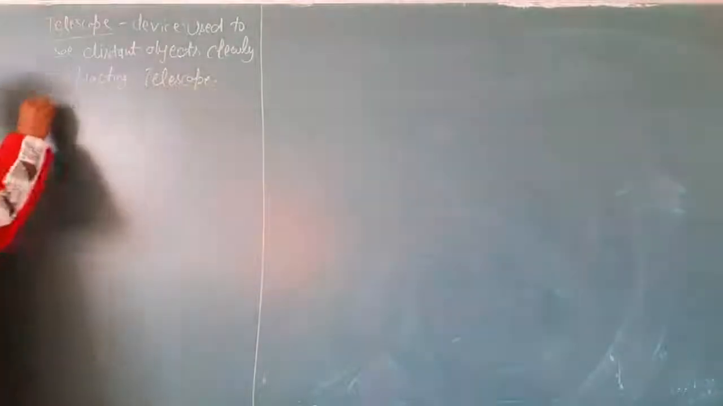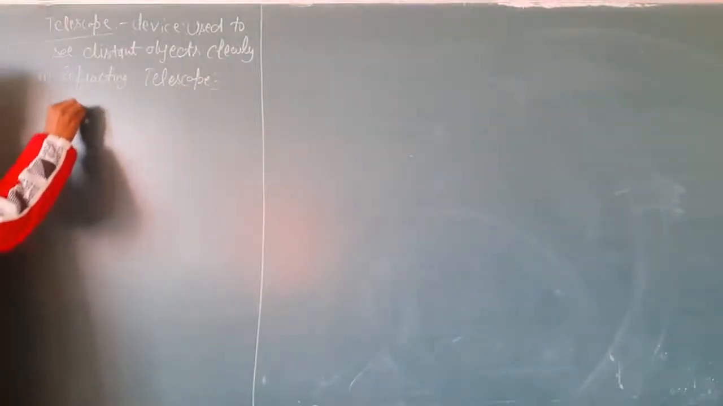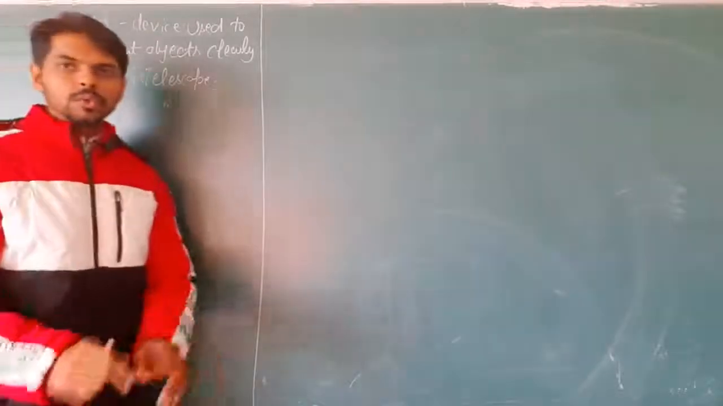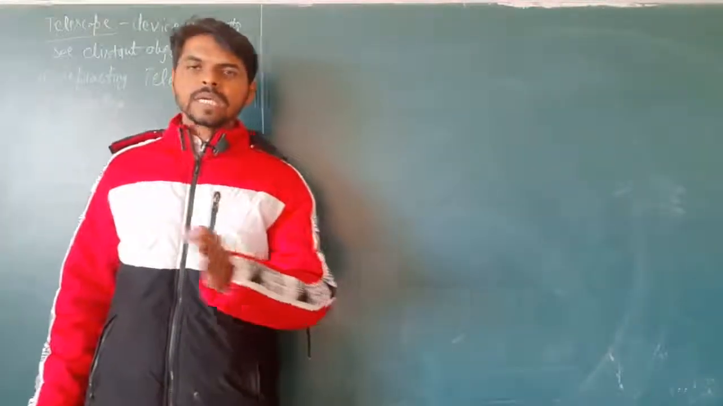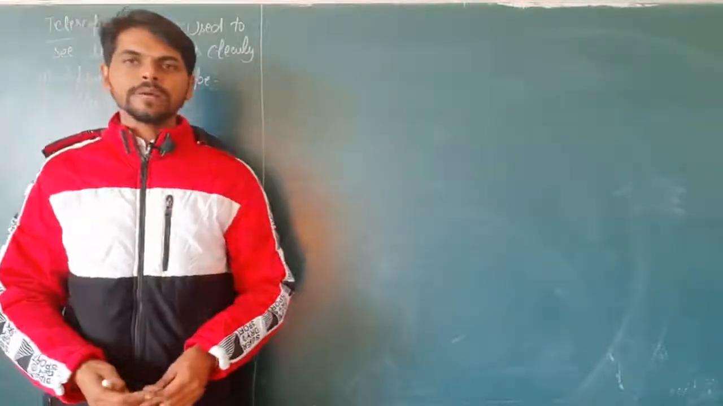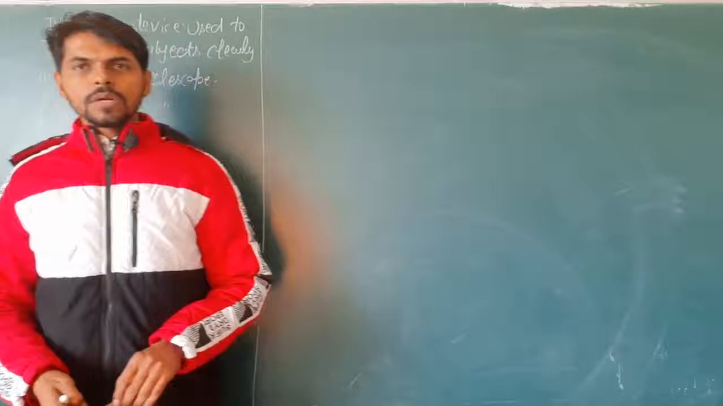Another type of telescope is the reflecting type telescope, in which we can use both lens as well as mirror. We can use a lens too, and the mirror will reflect the light. So that is called a reflecting type telescope.